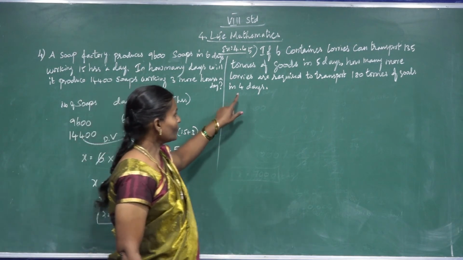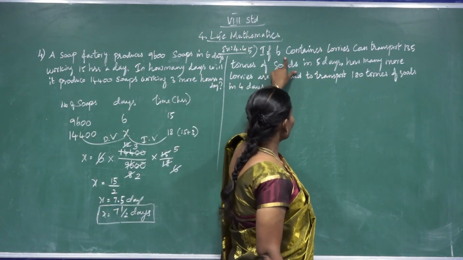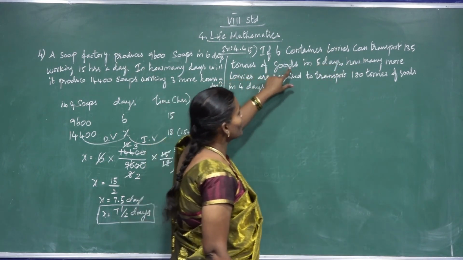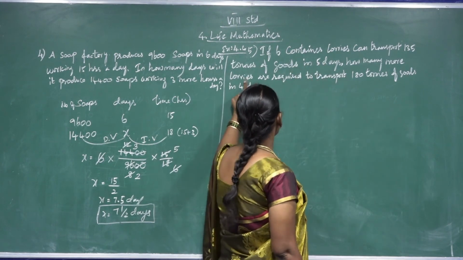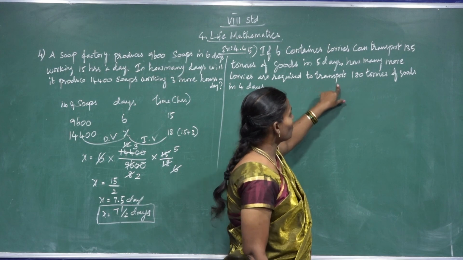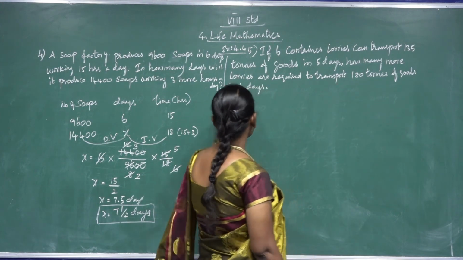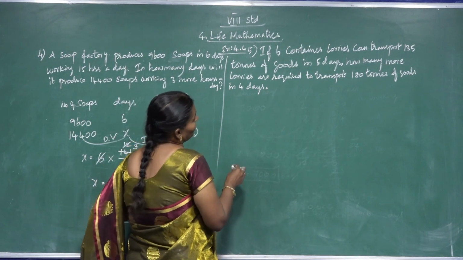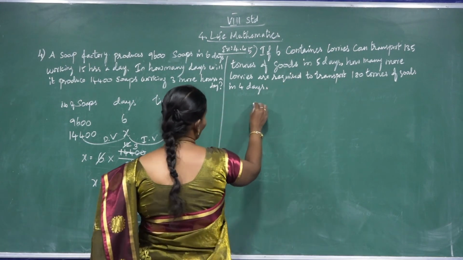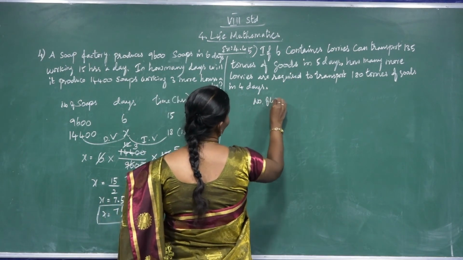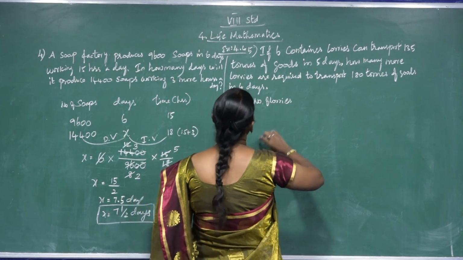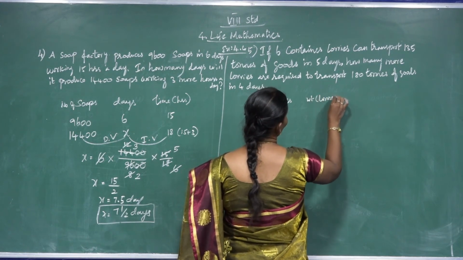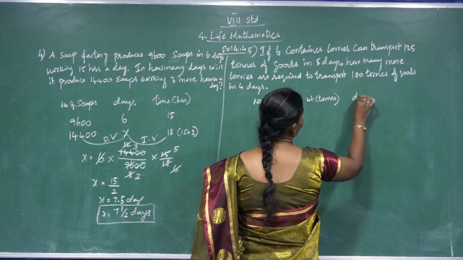Good. Now we see here the fifth one. If 6 container lorries can transport 135 tons of goods in 5 days, how many more lorries are required to transport 180 tons of goods in 4 days? Okay. So see here, what are that headings? 6 container lorries. So here you write number of lorries. Then ton, weight that is given in the tons. The next days.